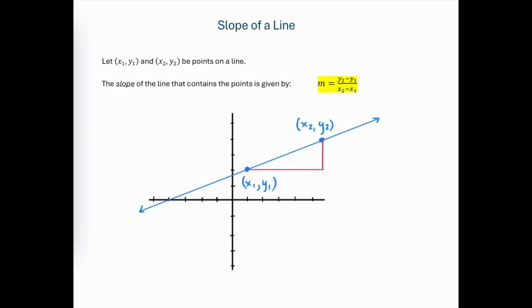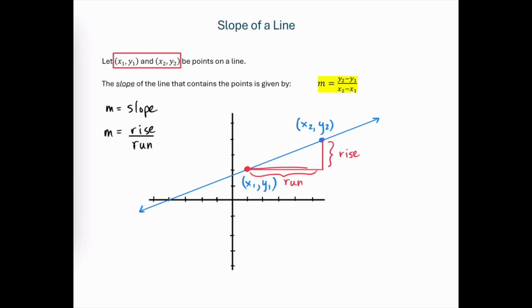To calculate the slope between two ordered pairs on a line, we're going to use the following formula. The variable m is used to represent the slope, and we can think about the slope of a line as being the distance we travel in the vertical direction, which we refer to as the rise, divided by the distance that we travel horizontally, which we refer to as the run. This distance here would be considered the rise, and this measure here would be considered the run.